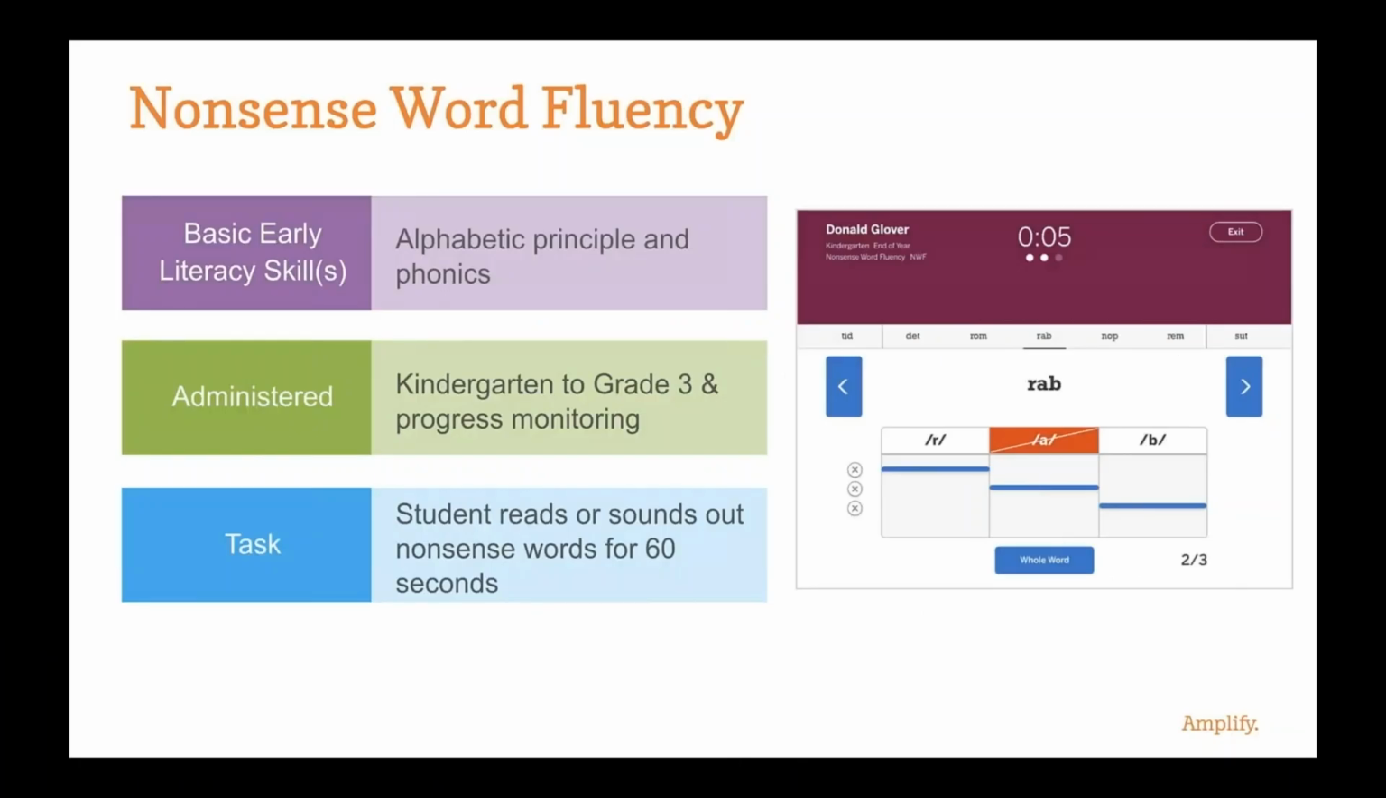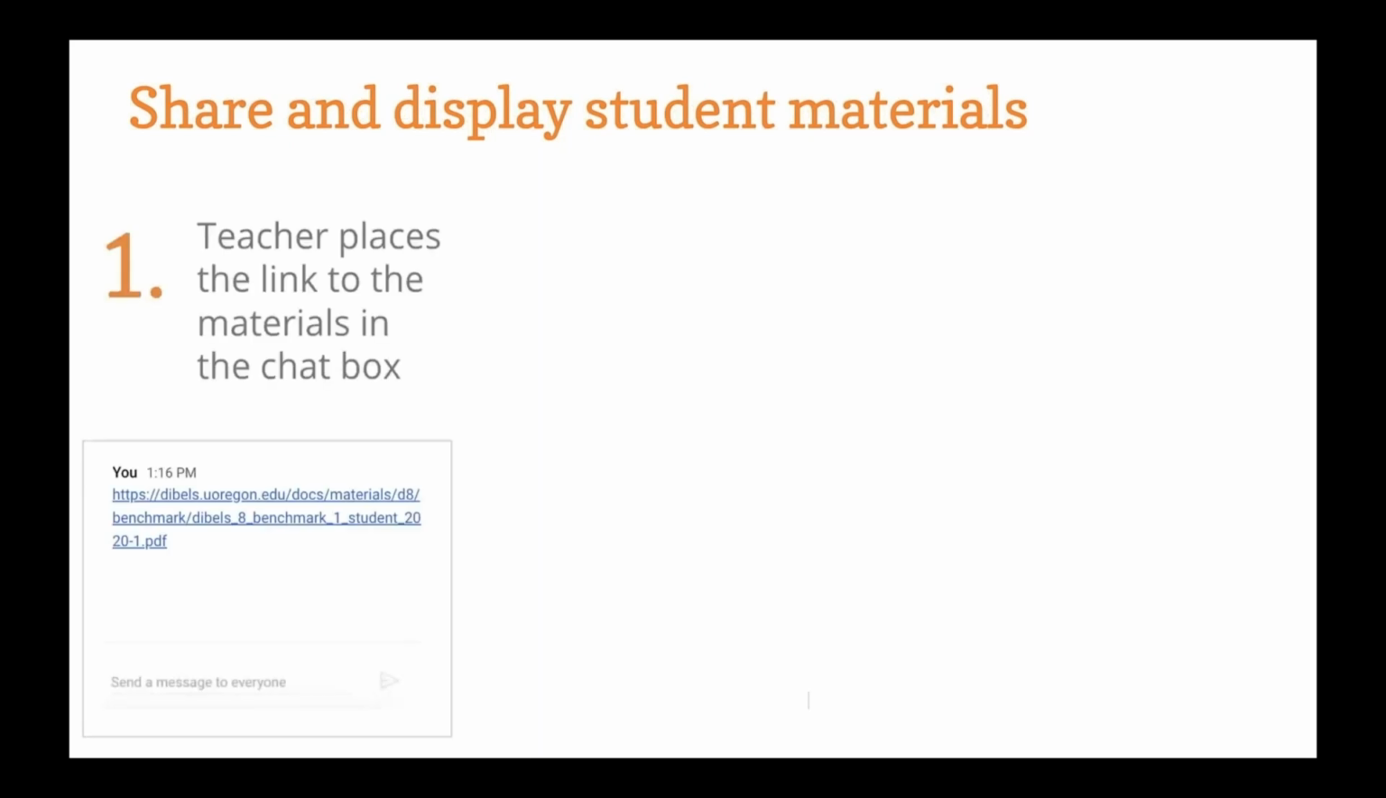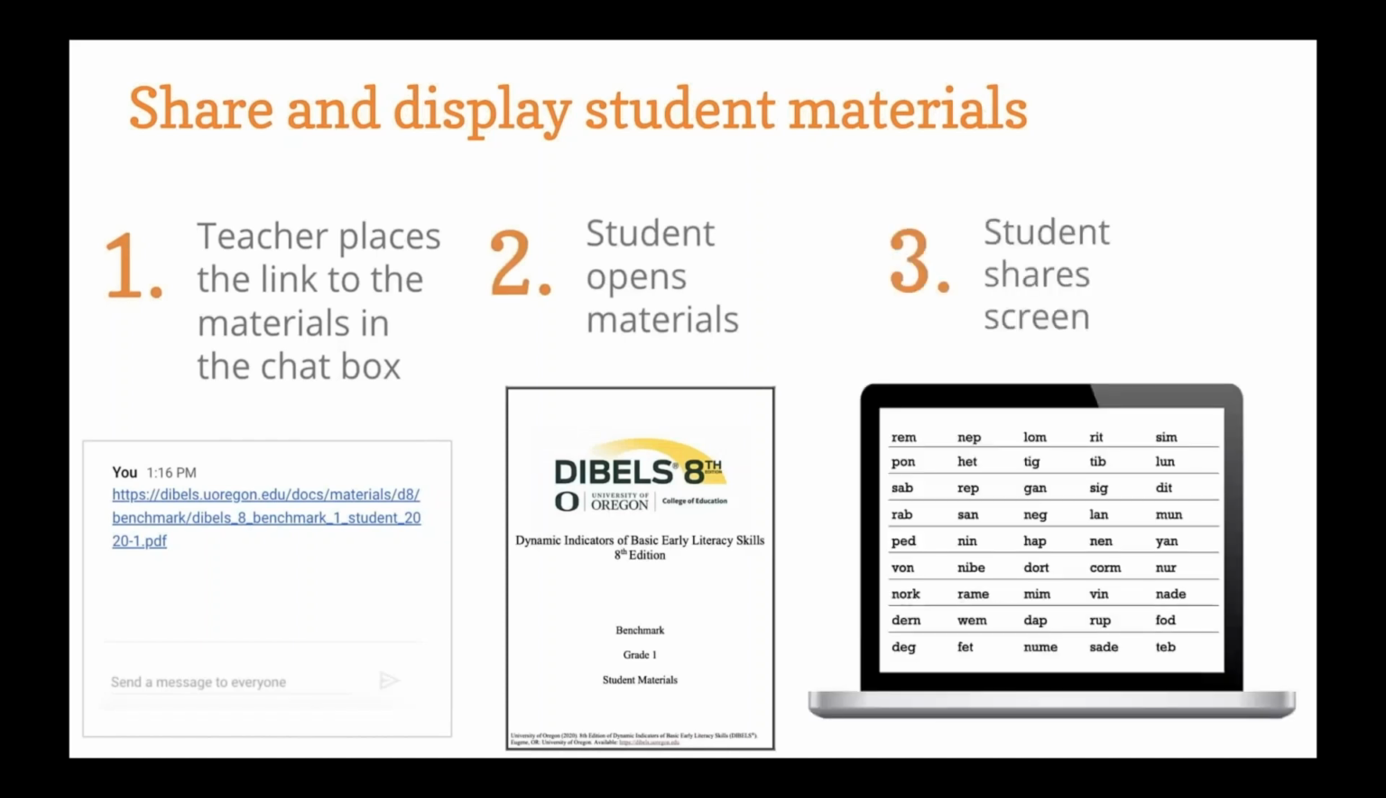Next, let's take a look at nonsense word fluency. During this portion of the assessment, your student will use the share screen feature to display materials on their screen. Here are the steps you need to take to make that happen. First, put the link to the student materials in your video conferencing tools chat box. Second, ask your student to click the link and scroll to the appropriate form. Third, ask your student to share their screen. Caregivers will need to help, especially when you're assessing young students. Explain to your student they should use their cursor to point to the words as they read.